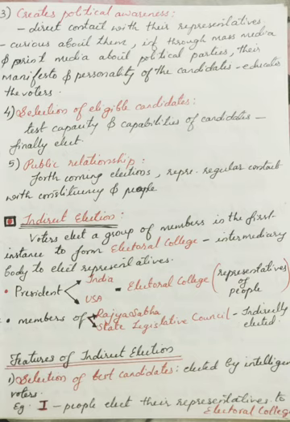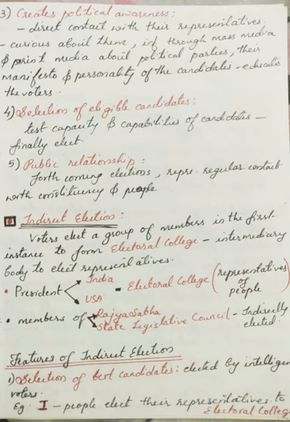Number 4, selection of eligible candidate. The voters test the capabilities of the candidates and finally elect them, since there is a rapport or bond between the voters and representative. Number 5, public relationship. In view of the upcoming election, representatives keep regular contact with the constituency and people. The methods of elections are direct election and indirect election.